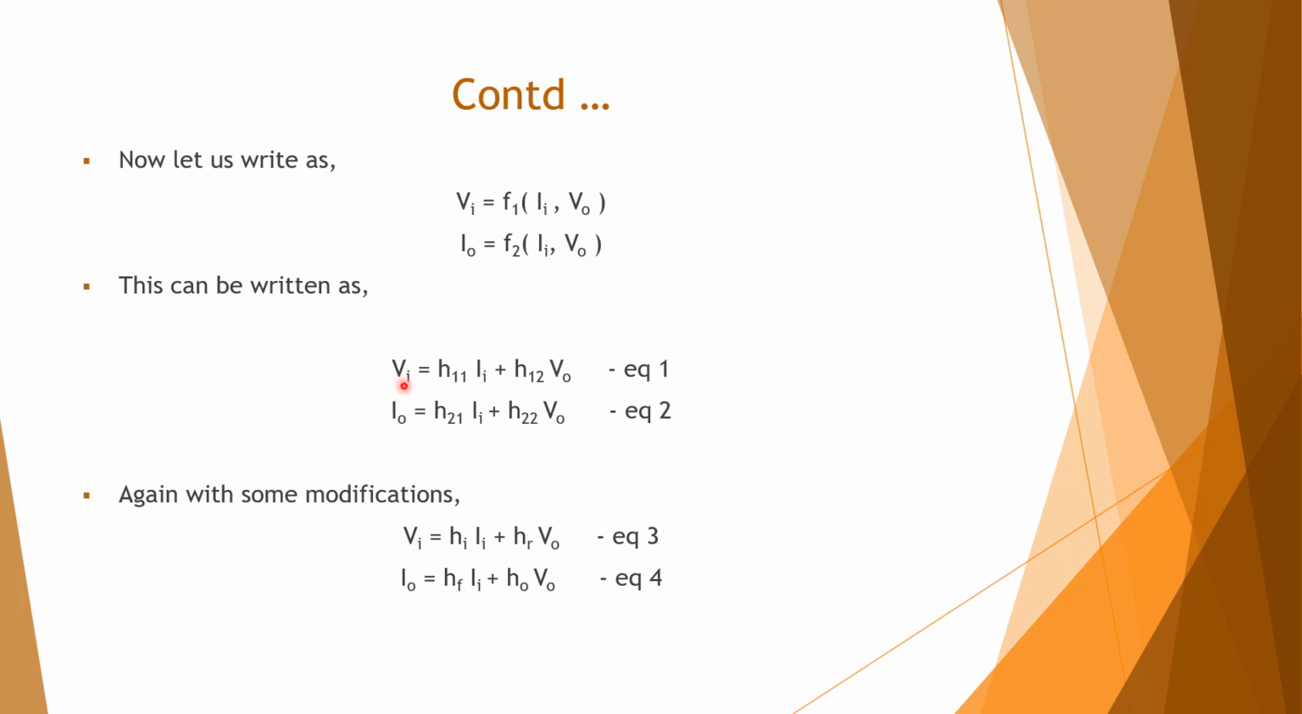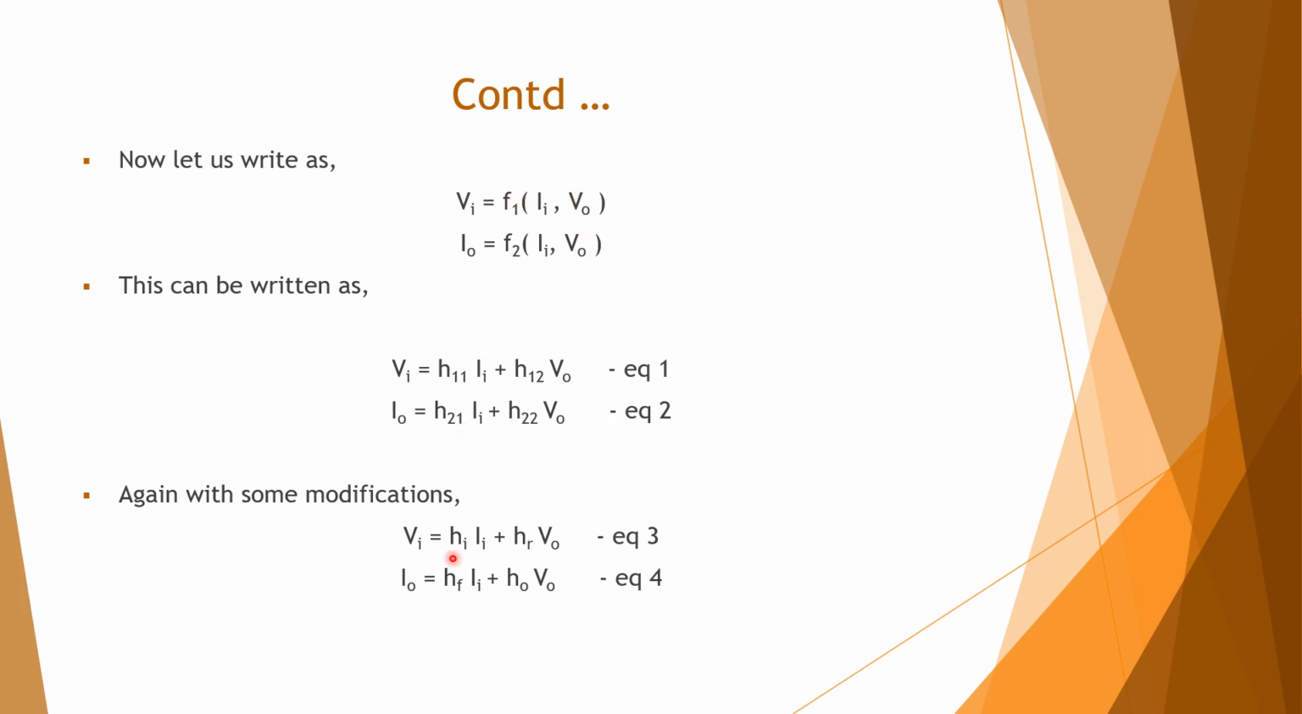So this can be written as a 2 by 2 matrix. These H parameters form a 2 by 2 matrix. This equation is the input voltage equation, and this is the output current equation, as functions of input current and output voltage. You can see here we have introduced some new constants like H11, H12, H21, and H22. Just from this definition, we have written this equation.